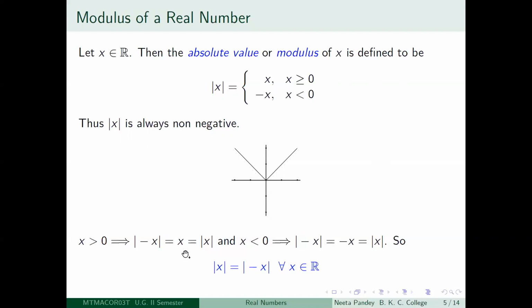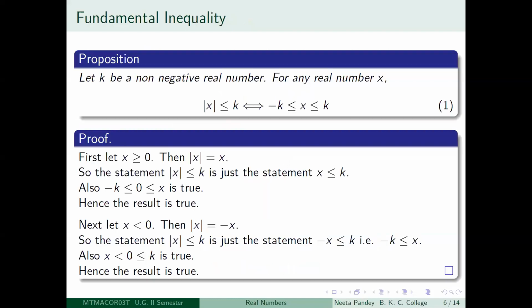So what I'm trying to stress is that if you take any real number x, then mod x and mod of minus x are going to be equal. For 0, there is nothing to be said. Mod of 0 is 0. So this argument justifies this particular statement, that modulus of x is equal to modulus of minus x for any real number x. Okay, so we will prove certain inequalities now.